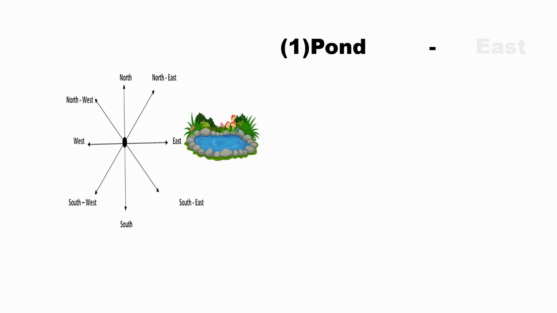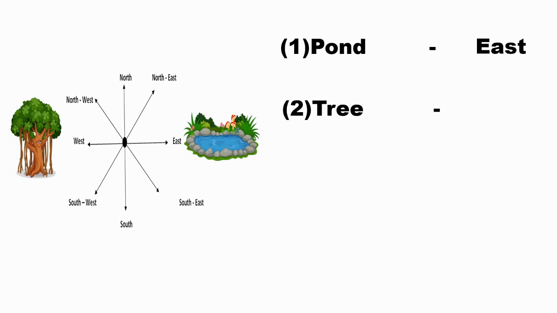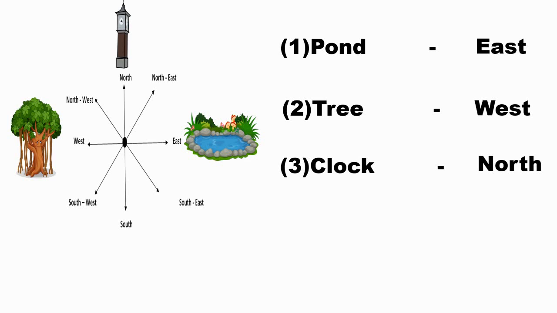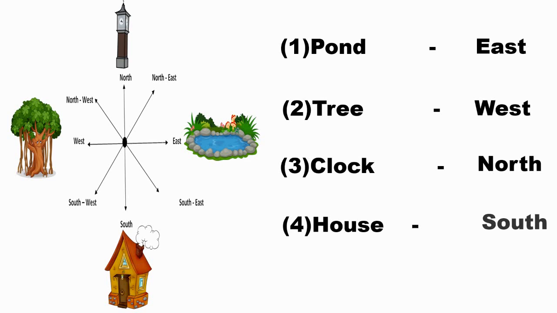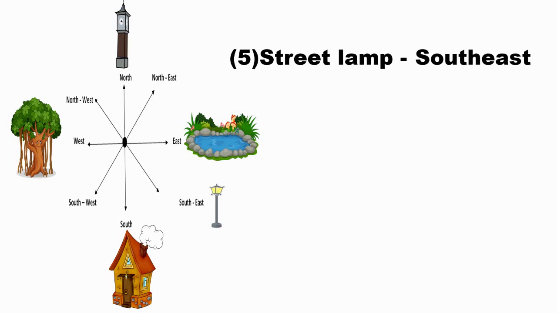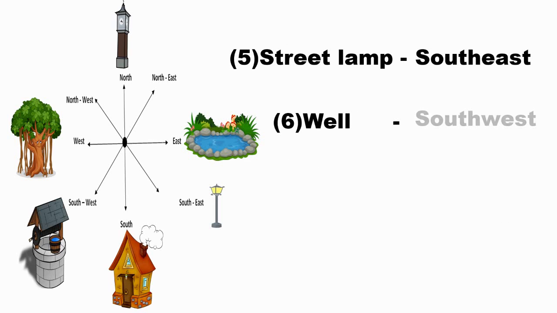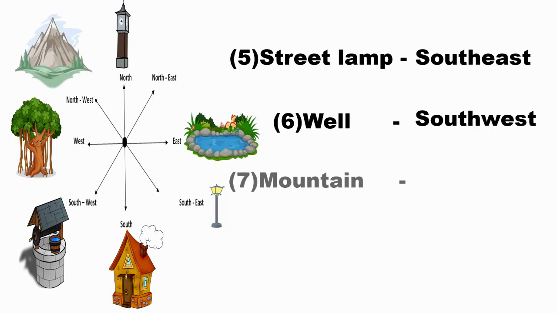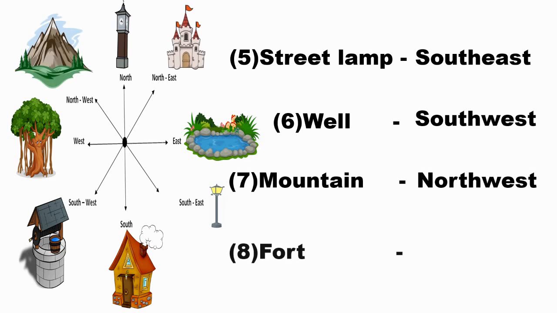Pond is to the east. Tree is to the west. Clock is to the north. House is to the south. Street lamp is to the southeast. Well, southwest. Mountain, northwest. Foot, northeast.